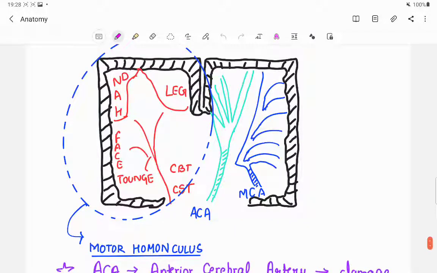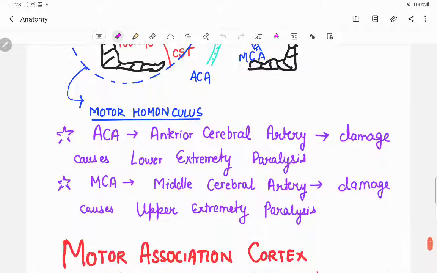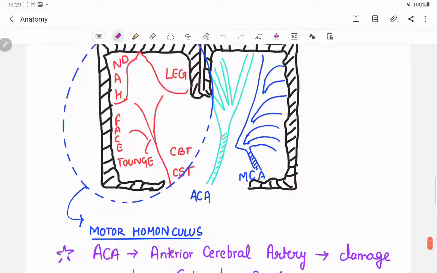Now let us talk about the arteries which supply this region. The artery which supplies the region serving the leg portion is called the anterior cerebral artery. The artery which supplies the region serving the hand and the face is called the middle cerebral artery. Any damage to the anterior cerebral artery can cause paralysis of the lower extremity, because it supplies the region from where the neurons pass towards the leg. And any damage to the middle cerebral artery causes damage to the upper extremity, as it supplies the region where the neurons supply the hand. Alright, so these things you have to remember.